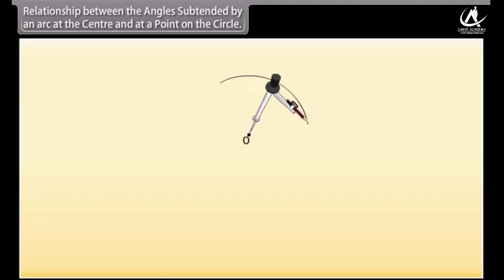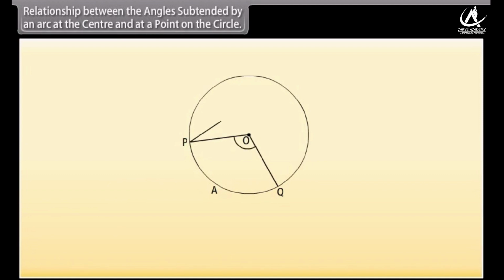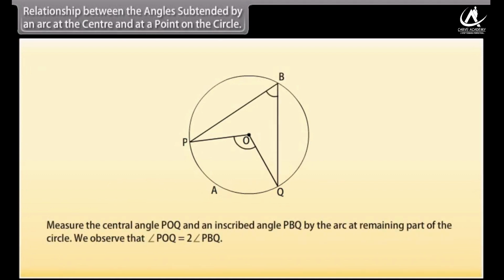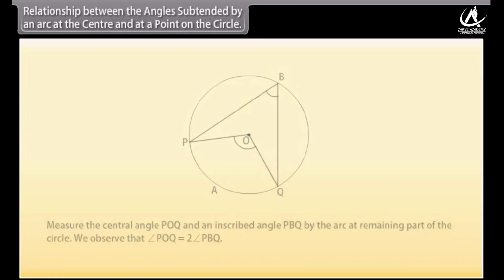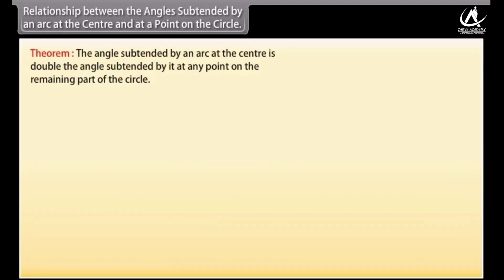Relationship between the angles subtended by an arc at the center and at a point on the circle. Draw a circle with center O. Let PAQ be an arc and B be any point on the circle. If we measure the center angle POQ and an inscribed angle PBQ by the arc at remaining part of the circle, we observe that angle POQ is equal to 2 into angle PBQ. This activity gives us a theorem. Theorem. The angle subtended by an arc at the center is double the angle subtended by it at any point on the remaining part of the circle.